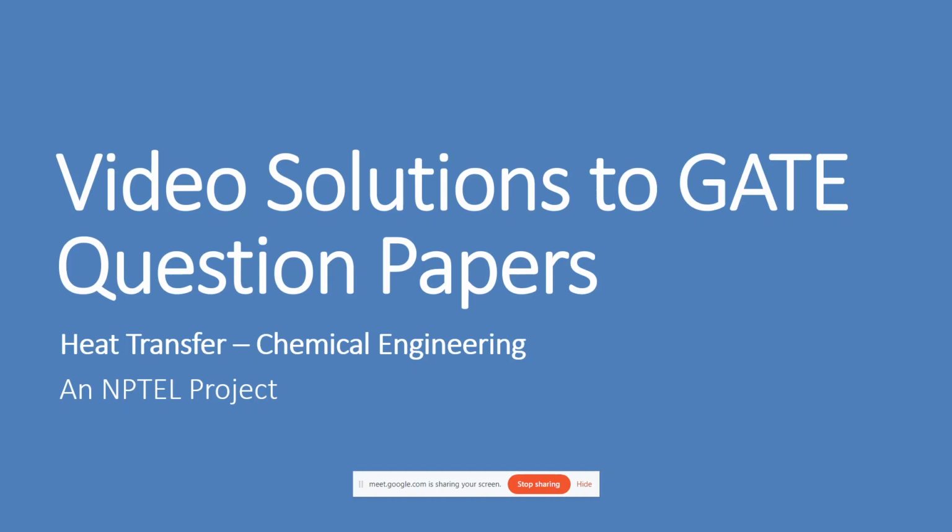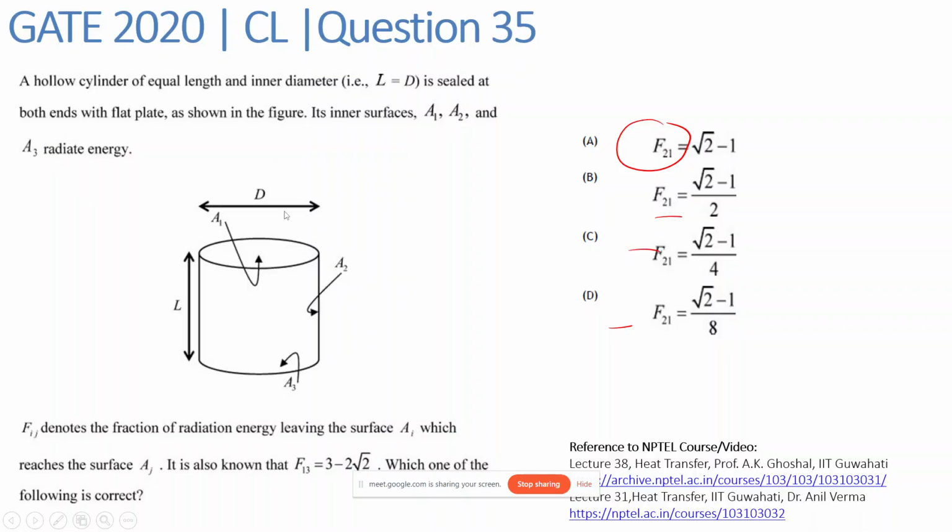I think I can start the session now. Again, good evening, everyone. Today we are solving the questions of the heat transfer subject from the GATE 2020 paper. The first question is this, as shown on your screen. We are given a hollow cylinder of the given dimensions, and we have been asked to find the view factor.